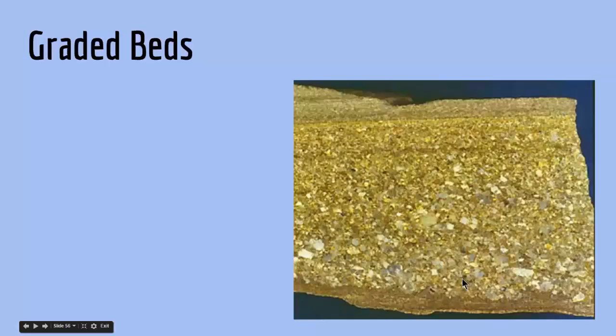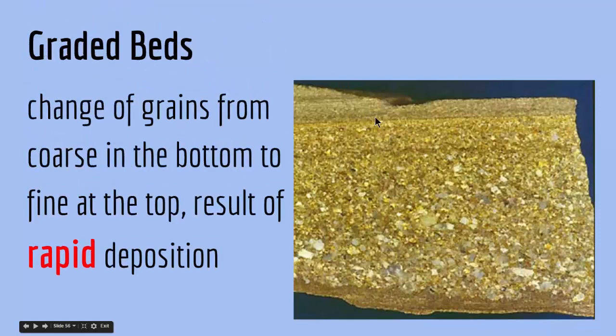A different kind of sedimentary structure that we have is called graded beds. Graded beds, as you can see in the picture, just from the name, are beds that are graded. So what does that mean? Well, in the bed you have a change of grains from coarse at the bottom to fine at the top, and we get graded beds as a result of rapid deposition. From the definition you can see we have very big or coarse grain at the bottom of this bed, but as we move up, we get finer and finer material. So that's why it's called a graded bed.